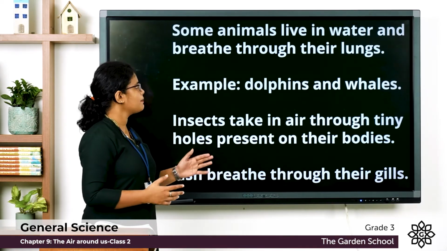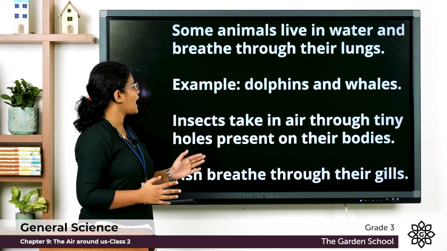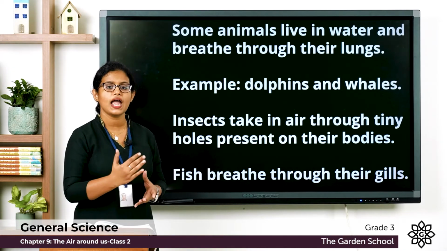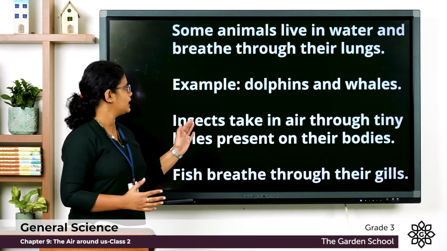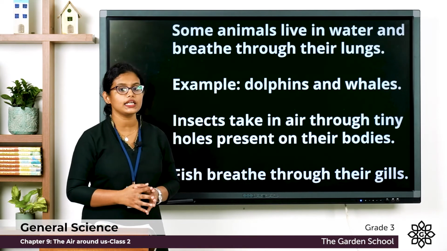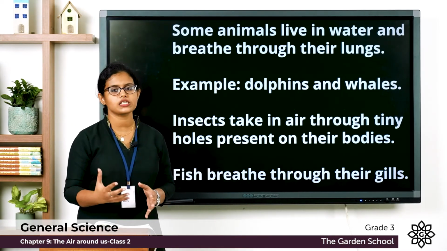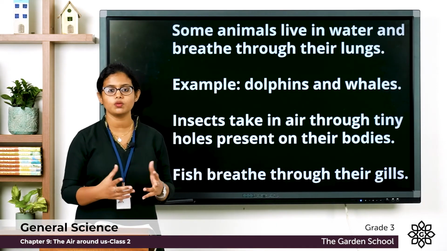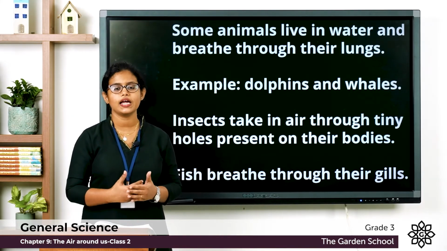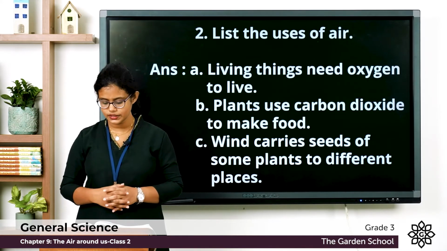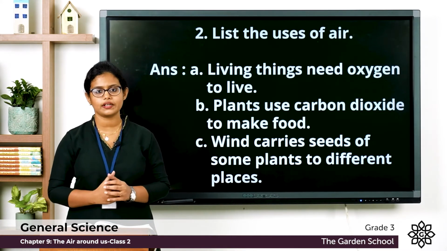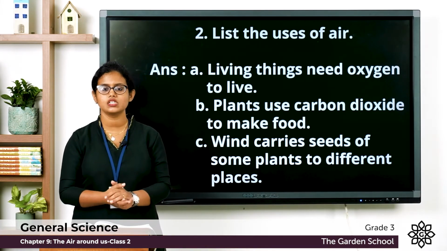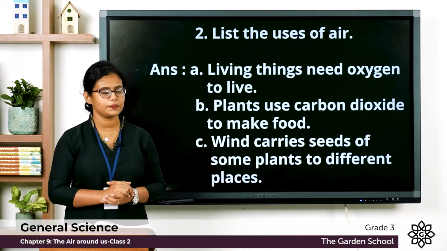Next one. Some animals live in water and breathe through their lungs, like whales and dolphins. Next, insects take in air through tiny holes present on their bodies. Fish breathe through their gills. What about fish? They breathe through their gills. The second one, list the uses of air. We learnt the different uses of air. So let's list out some of the uses of air.